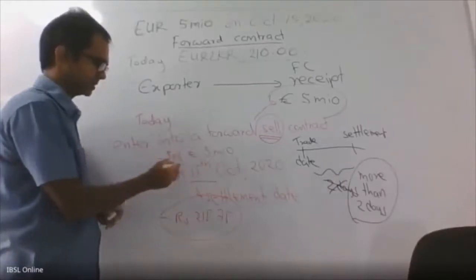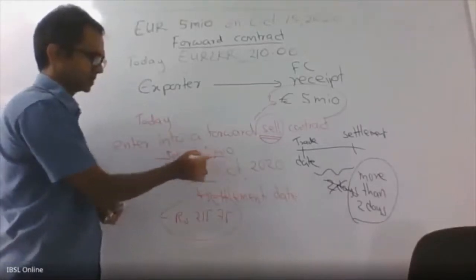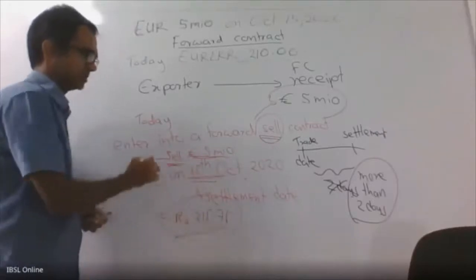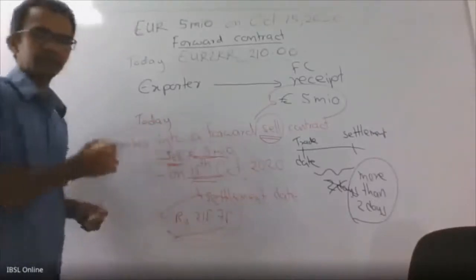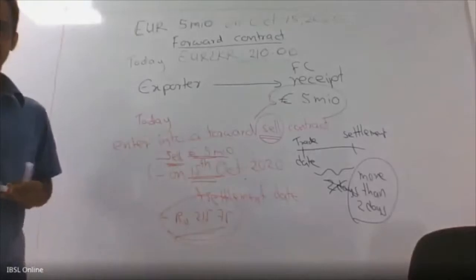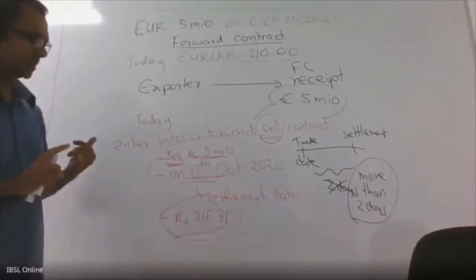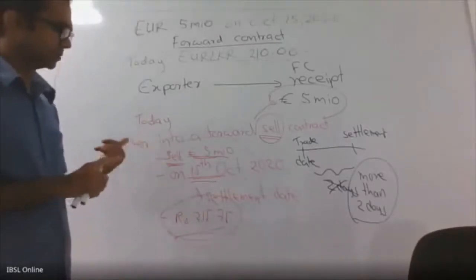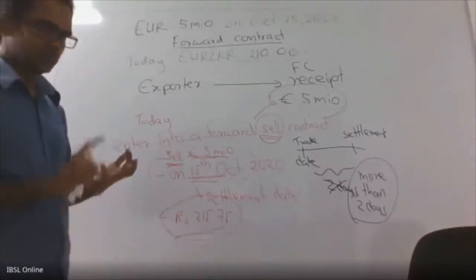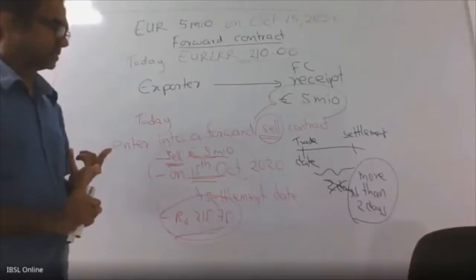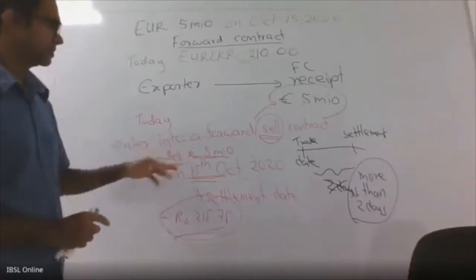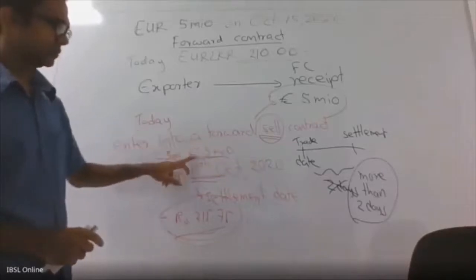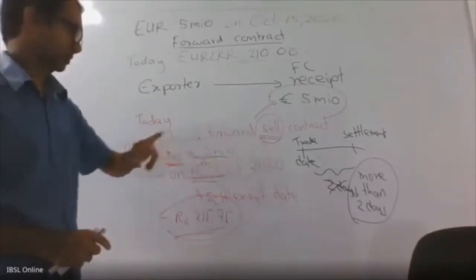He has to say whether it's sell or buy, and what's the amount, what's the value date, and the price. These are the key terms of the forward contract. What is the currency pair? So what are the two currencies? And which currency is selling and which currency is buying in this? Selling euro against rupee. Sells euro, buys rupee.